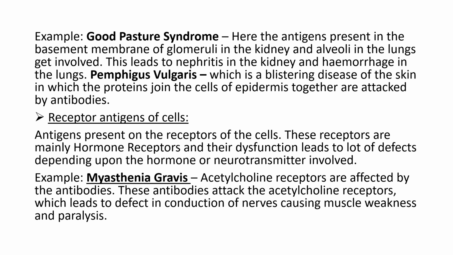These receptors are mainly hormone receptors, and their dysfunction leads to a lot of defects depending upon the hormone or neurotransmitter involved. Example: myasthenia gravis. Acetylcholine receptors are affected by the antibodies. These antibodies attack the acetylcholine receptors, which leads to defect in conduction of the nerves, causing muscle weakness and paralysis.